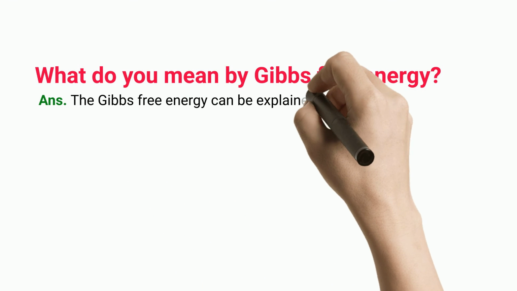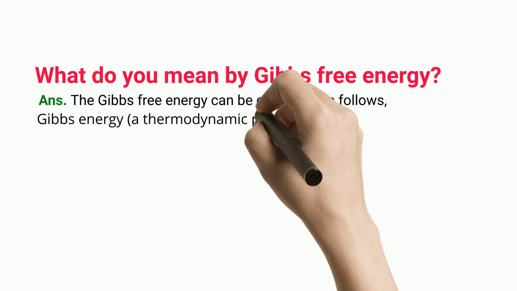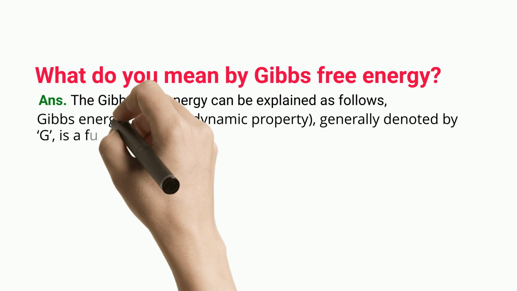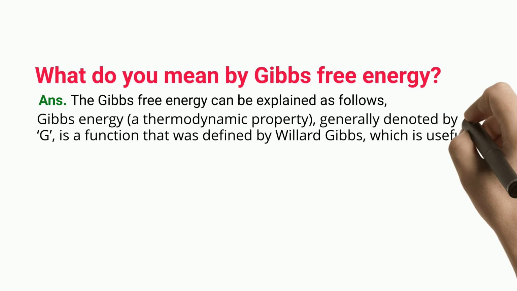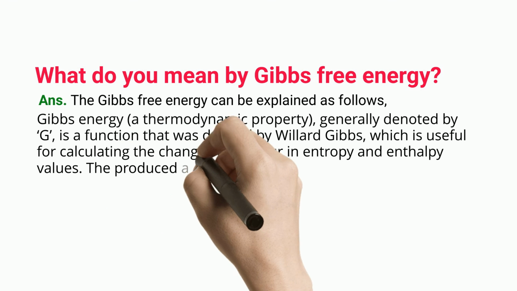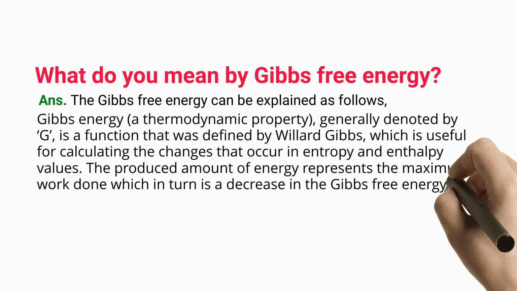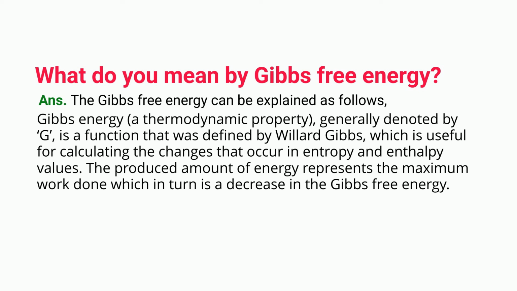What do you mean by Gibbs free energy? The Gibbs free energy can be explained as follows. Gibbs energy, a thermodynamic property, generally denoted by Eg, is a function that was defined by Willard Gibbs, which is useful for calculating the changes that occur in entropy and enthalpy values. The produced amount of energy represents the maximum work done, which in turn is a decrease in the Gibbs free energy.